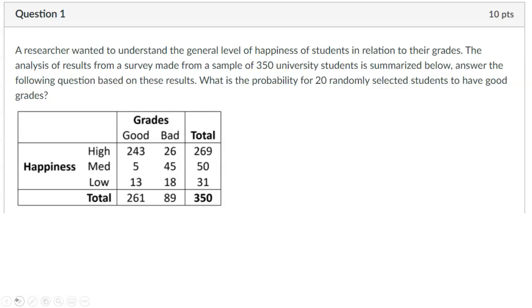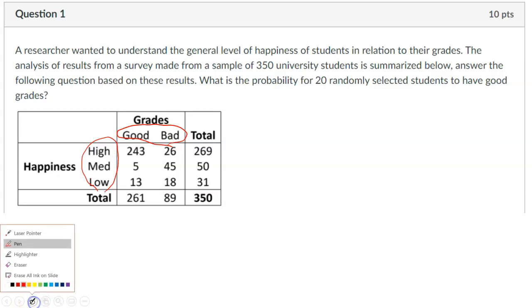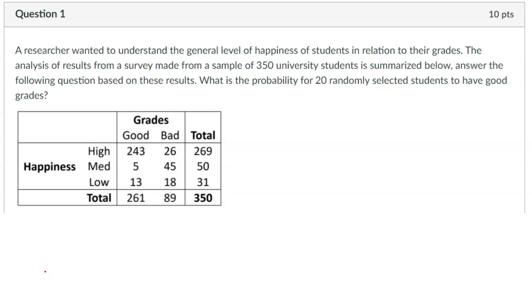Okay, here we have a contingency table. Let me just explain the table first, where you will see different levels of happiness, in this case high, medium, and low, and different levels of grades, in this case good or bad. Those levels are really arbitrary in the end, but what it means is that you can read, for example, that 269 students have high levels of happiness, and you can also read here that 89 students have bad grades, and also that there is a group of 5 students that at the same time have medium levels of happiness and good grades. So that's how you read this type of table. Okay, in total, we have 350 students.